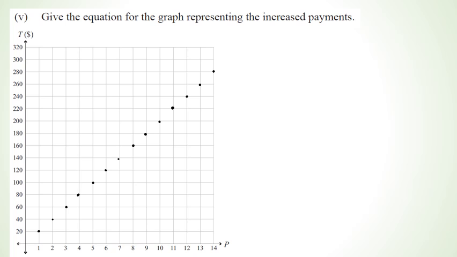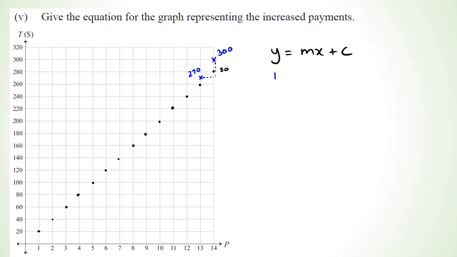So question 5 says, give the equation for the graphs representing the increased payments. Okay, so what were the increased payments? That was at 300, and then the week before that was 270. So we know that this is a straight line. All right, so we can write this as y equals mx plus c. Now, what we also know is that she's increased her money by $30. So we know that the gradient in this case, which is this part here, is going to be $30.